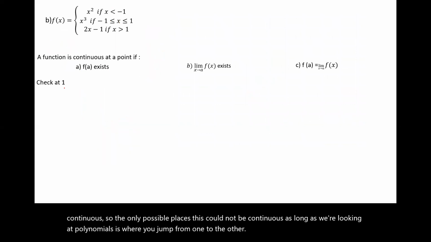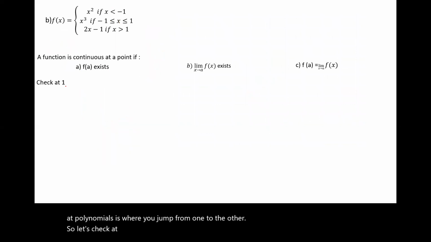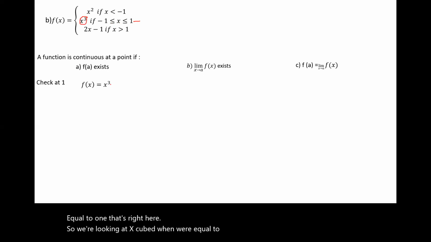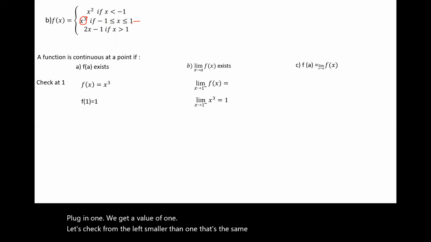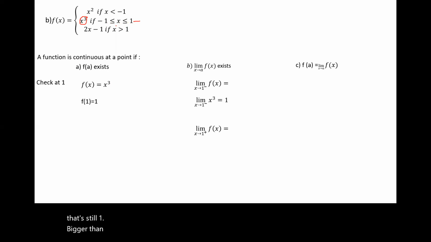So let's check at 1 first. Equal to 1, that's right here. So we're looking at x cubed when we're equal to 1. Plug in 1 and we get a value of 1. Let's check from the left. Smaller than 1, that's the same graph, smaller than or equal to 1, so that's still 1. Bigger than 1, that's this one. Our function for that is 2x minus 1. Plugging in 1, we get 1.